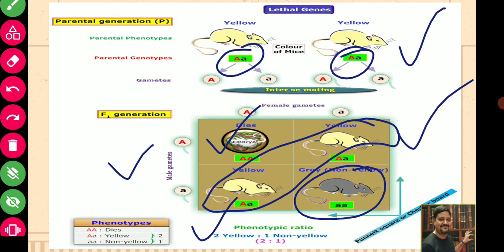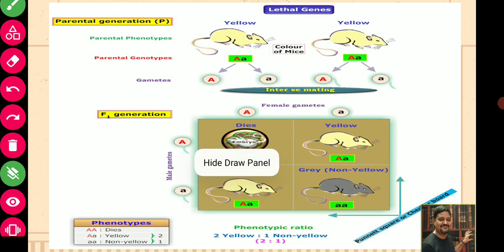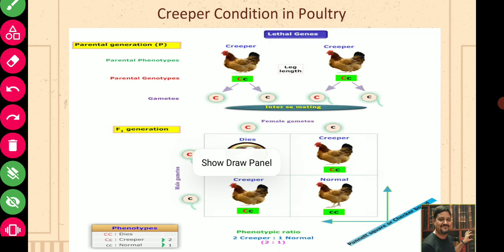Then a similar example you can see in poultry. One condition in poultry is the creeper condition, where the legs will be deformed.